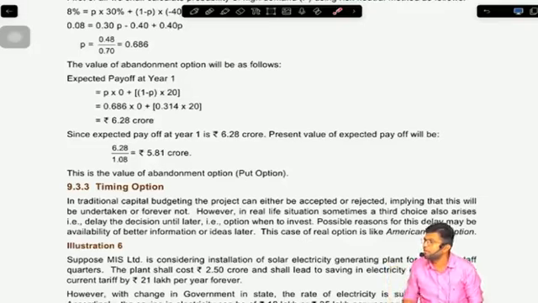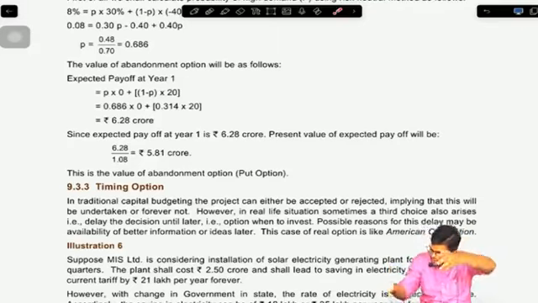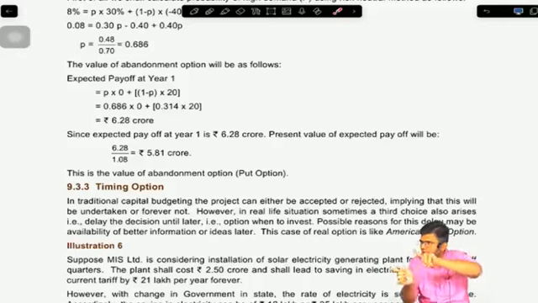Correct. Not 20, but 20 into the probability plus 0 into the other probability, and then the present value of that. It's a weighted average, no? The put option can either be 20 or 0. Like that it is. Okay. The present value of everything comes to 5.81.